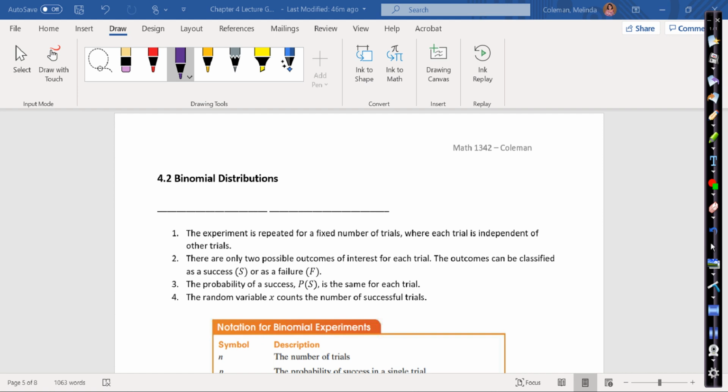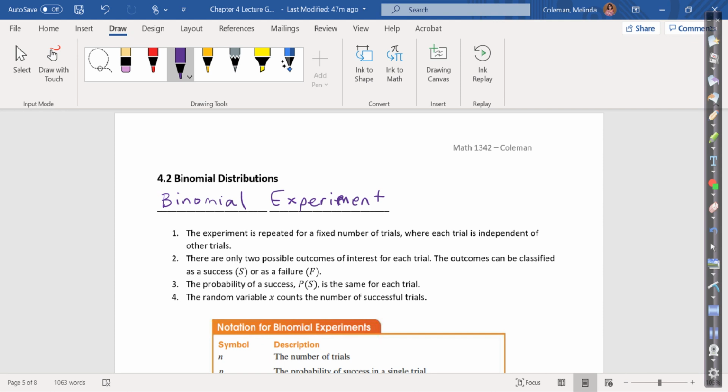All right, so today in section 4.2, we're going to talk about a particular type of probability distribution. In particular, this one is a binomial distribution. Well, a binomial distribution is based on a binomial experiment. So let's review what a binomial experiment would look like.